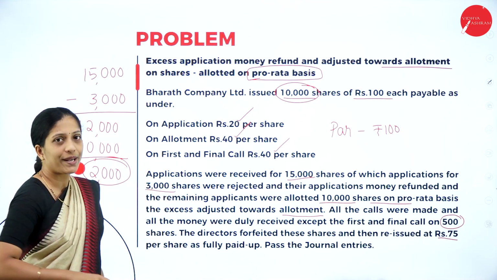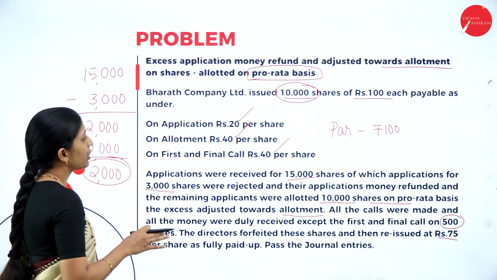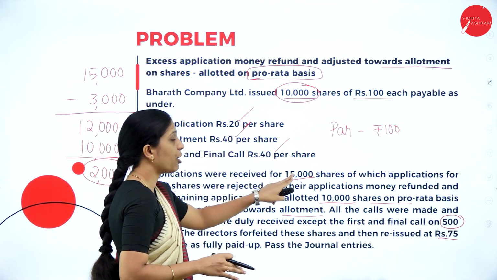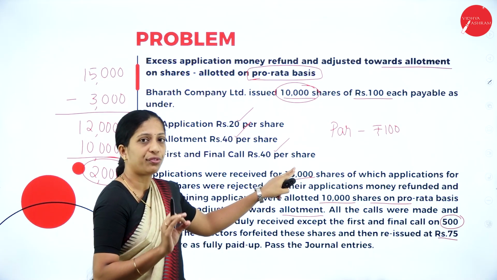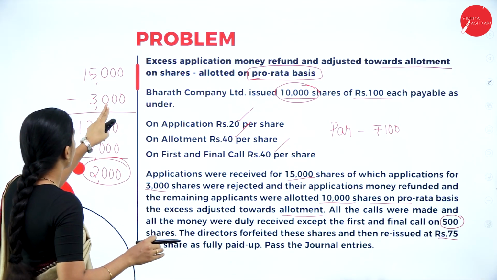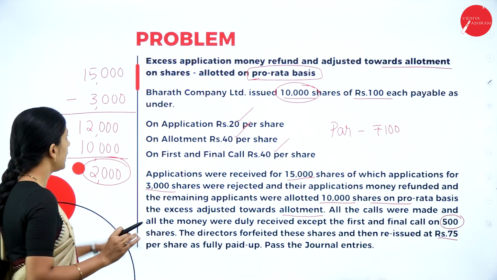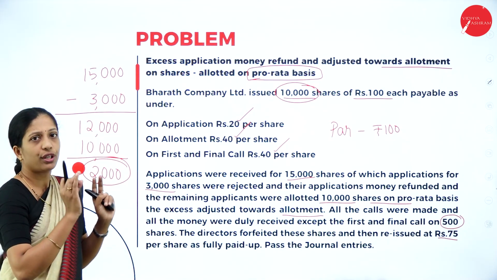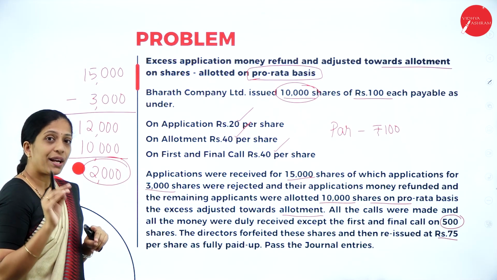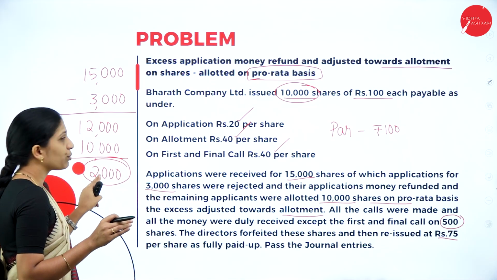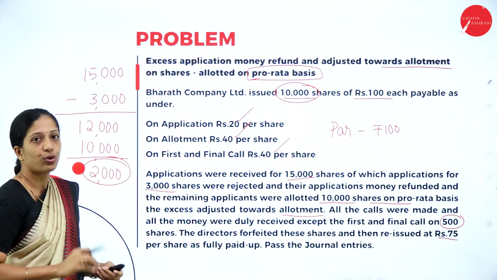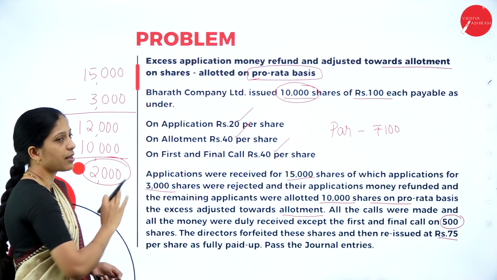Now, this is the situation, hope you have understood. Actually we require 10,000 shares, but how many shareholders applied? 15,000. Out of 15,000, we are going to reject 3,000 shareholders where the amount has to be refunded, and to 10,000 we are going to allot the shares. The remaining 2,000 has to be transferred to allotment. Okay, so this is about the question.